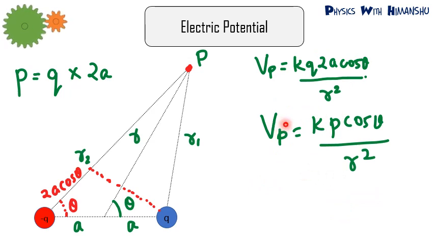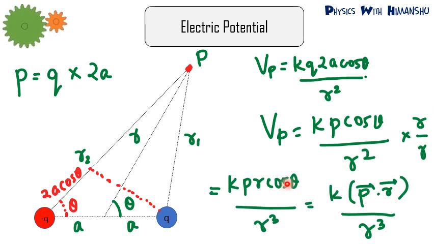So basically potential at point P will be equal to kp cos theta divided by r square, and multiplying r on both numerator and denominator will get kpr cos theta divided by r cube, and pr cos theta can be written as p dot r. So potential at any general point due to an electric dipole can be written as k p dot r divided by r cube, where p is dipole moment, r is the vector joining the point and center of dipole, and this r is magnitude of r vector.